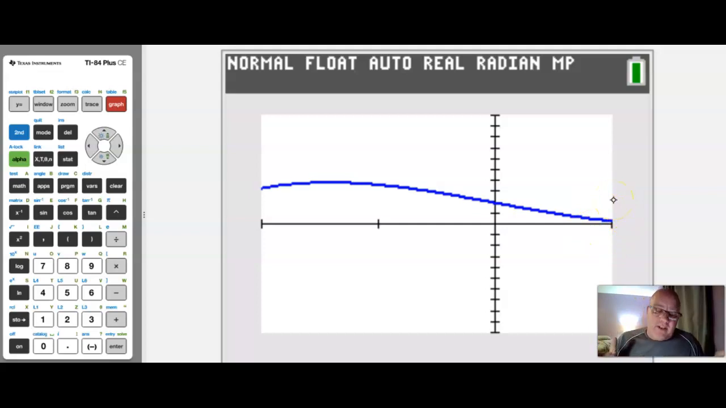So what's the point of this activity? The point of the activity is that as you change these intervals, you have to test the endpoints. Not only do you have to test the critical numbers, but you have to test the endpoints as well to see where that max or min occurs. And that's the whole point of this activity. It's really not too hard, but it's a great exercise in using your calculator to its fullest potential.